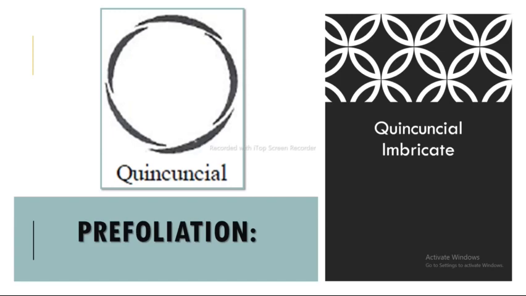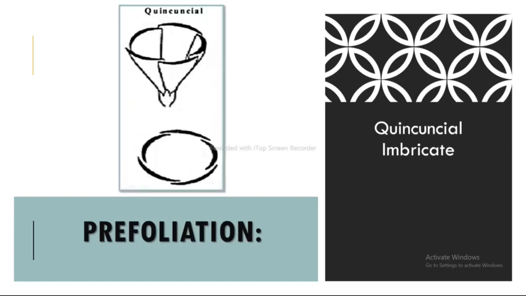So vernation is a term which is usually used to describe the way that the petals or sepals of a flower are arranged in a bud before it opens. So in this arrangement, there are 5 overlapping structures. You can see in this figure, there are 5 overlapping structures with 2 outer structures which are enclosing the 3 inner structures. So example is the Delonix and Cassia as shown in the figure. Again, this is the quincuncial imbricate vernation.